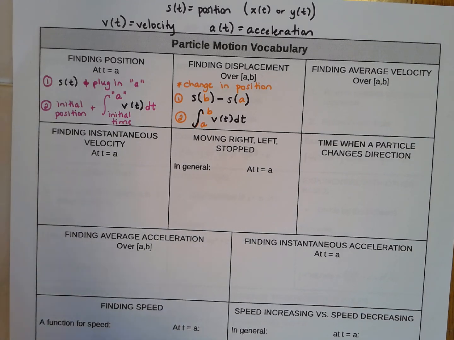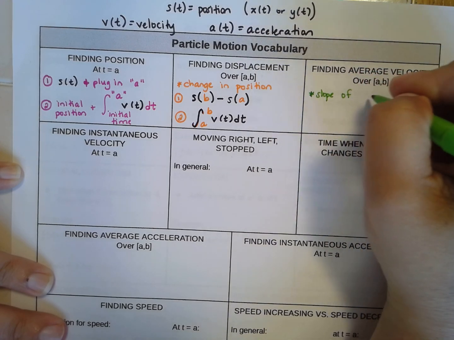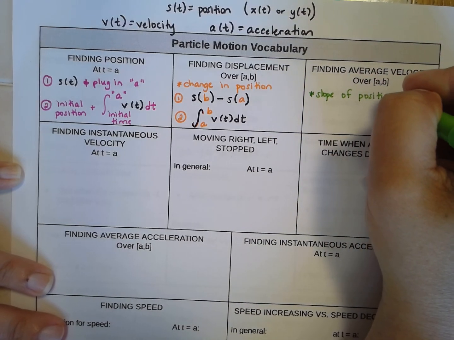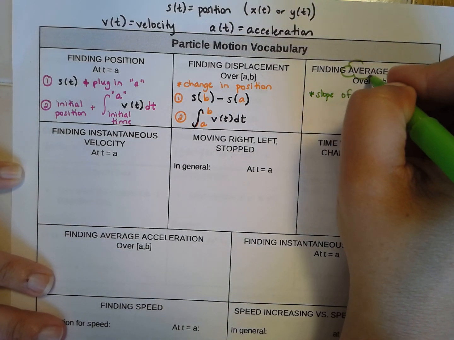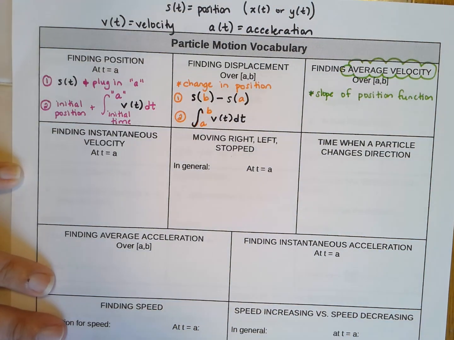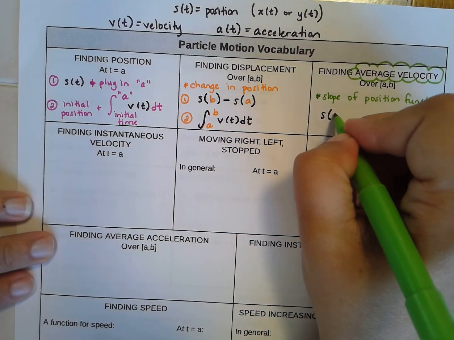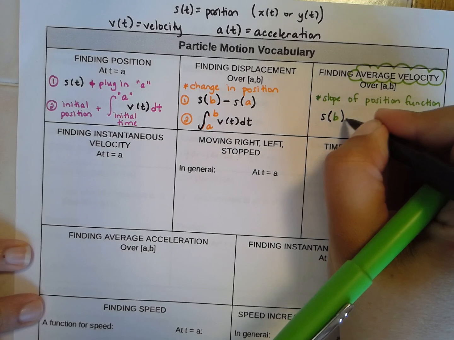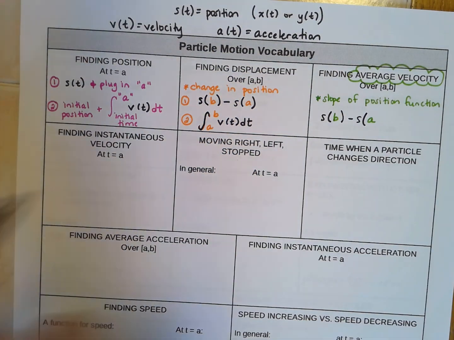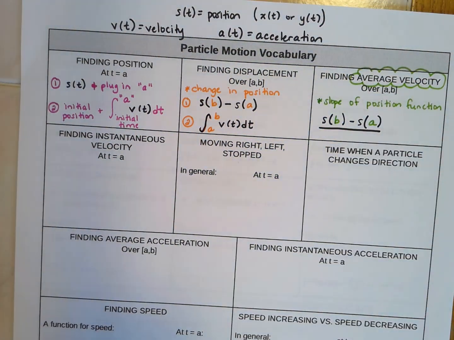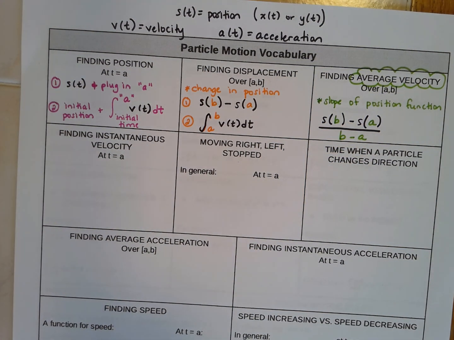Now, average velocity is the slope of your position function. And average velocity just means average slope. So to figure this out, you would take your position function and do regular old slope. So plug in the final time minus plug in the initial time over this particular interval, all over b minus a. As a reminder, this is basically y2 minus y1 over x2 minus x1.